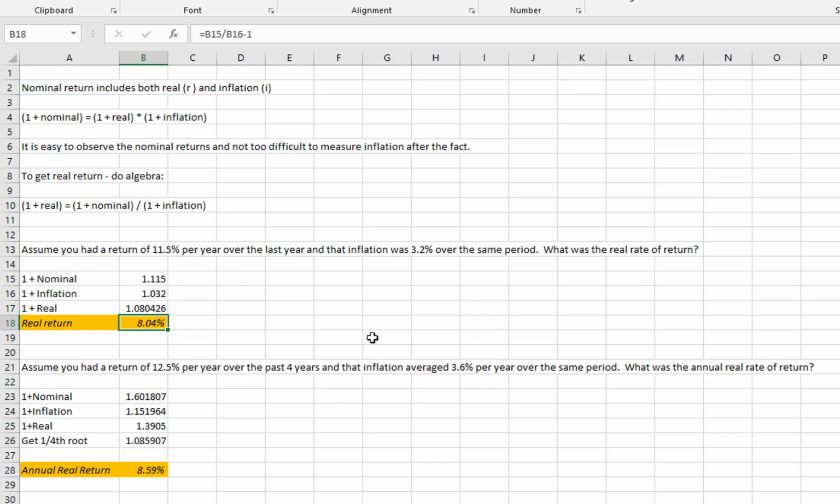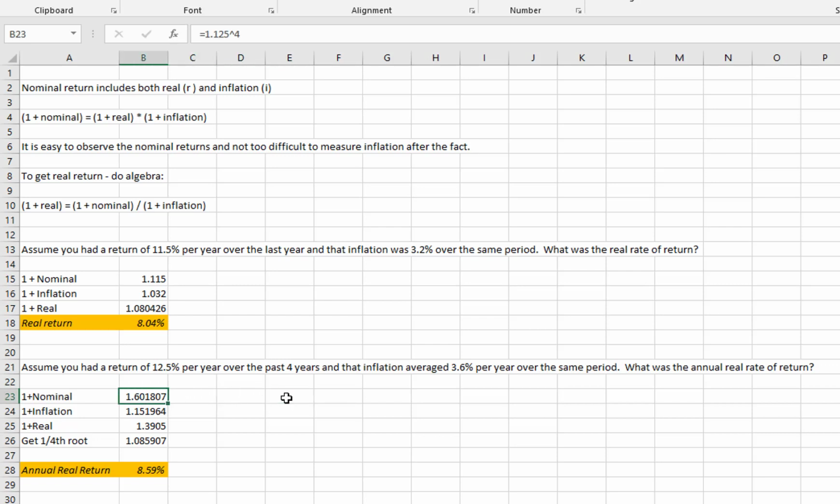All right, let's look at one slightly more complicated example and take into account multiple years. Here I've got a return of 12.5% per year over 4 years, so I've got some compounding going on. And we're going to assume that inflation averages 3.6% per year over those same 4 years. So we need to compound each of these and then figure out the real rate of return, and do a little bit of manipulation to get an annual real rate of return.